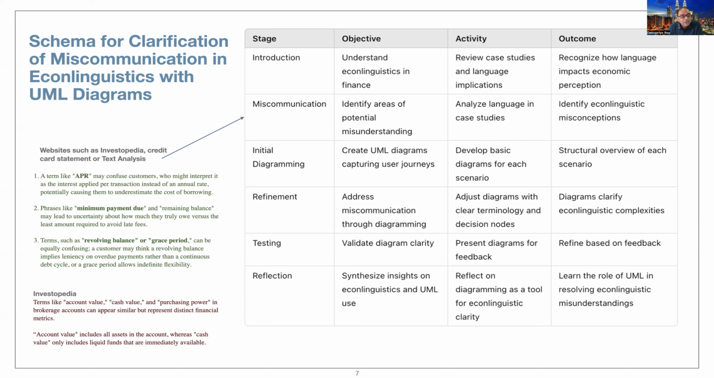So terms like account value, cash value, and purchasing power in brokerage accounts can appear similar but represent distinct financial metrics. So things like that. So you identify the miscommunication, you do the initial diagramming from concept map, you move on to PlantUML diagramming, and then you do a refinement of things and testing. It's an iterative process. You keep doing that using more usability data that helps you understand how the user is primarily interacting with the system, and the sequence of activities that's happening, the dynamic side of things.